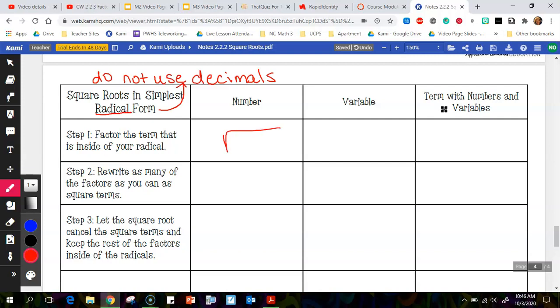Okay, so let's try this number. Let's try the square root of 500. What we're looking for is the largest perfect square that will divide into 500. Well, I know 100 will divide into it, so let's try that. I'm going to rewrite this as the square root of 100 times the square root of 5, because 100 times 5 equals 500.